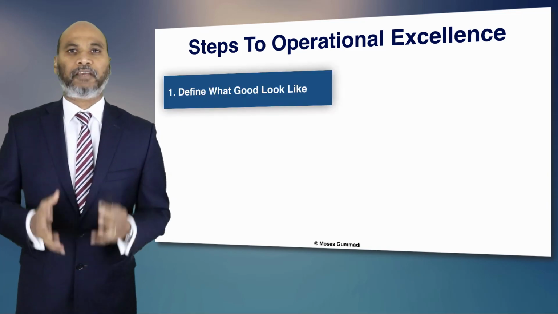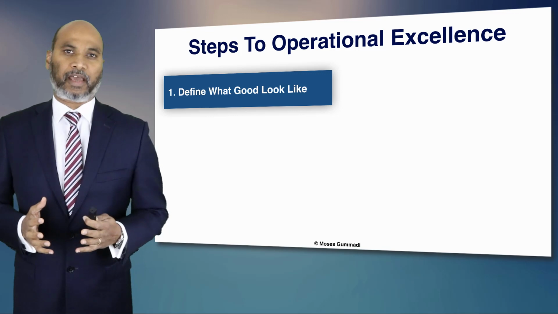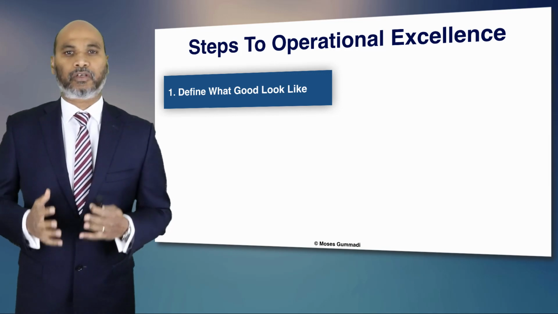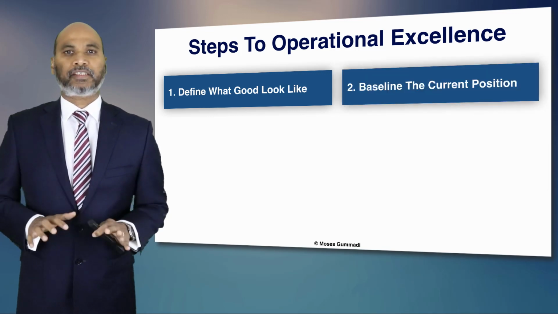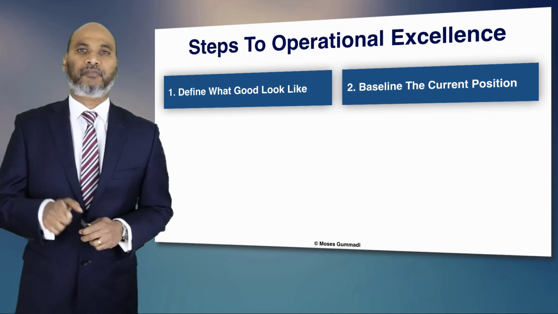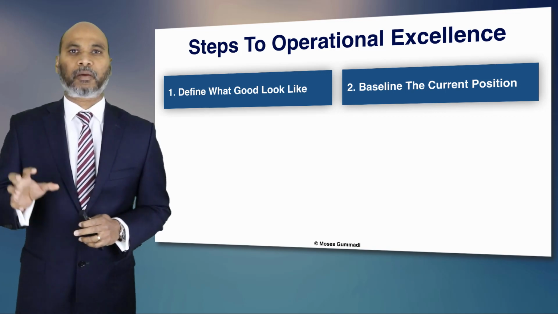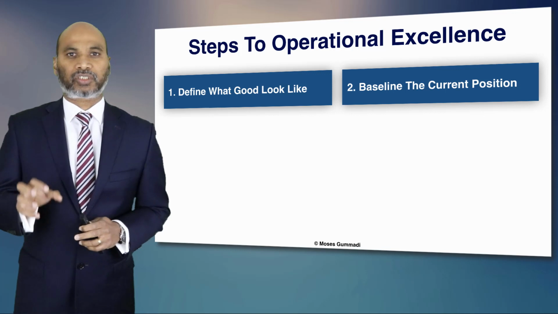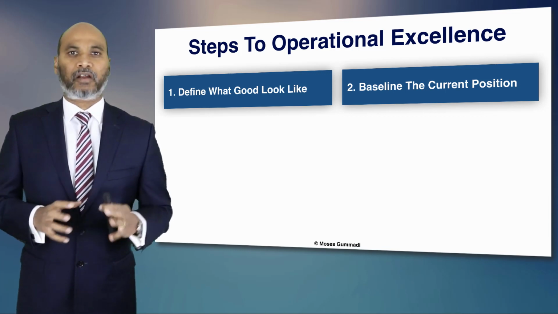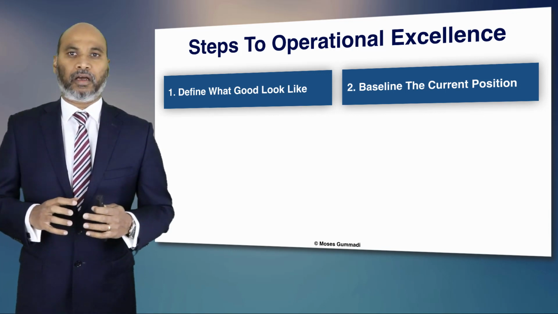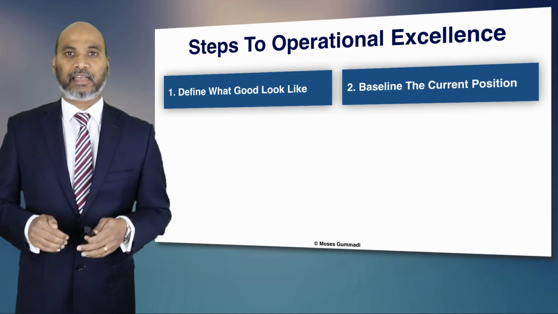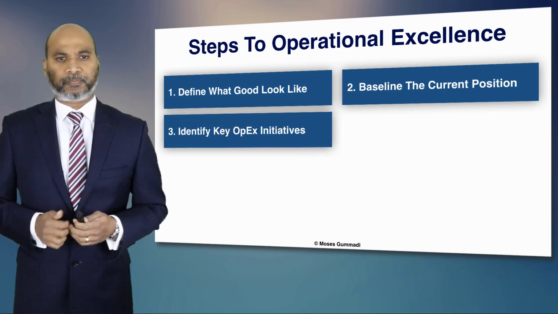First of all, define what good looks like. Second, baseline your current performance. When I said define what good looks like, we talked about the positive outcomes for the customers, shareholders, and employees. Find out what they are, and obviously find out what they currently are in your own operations.